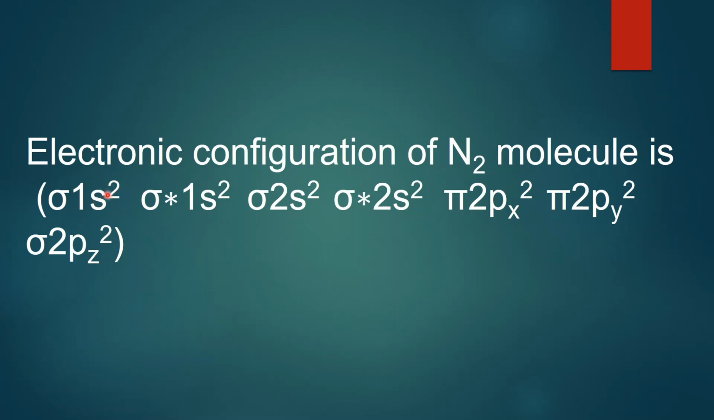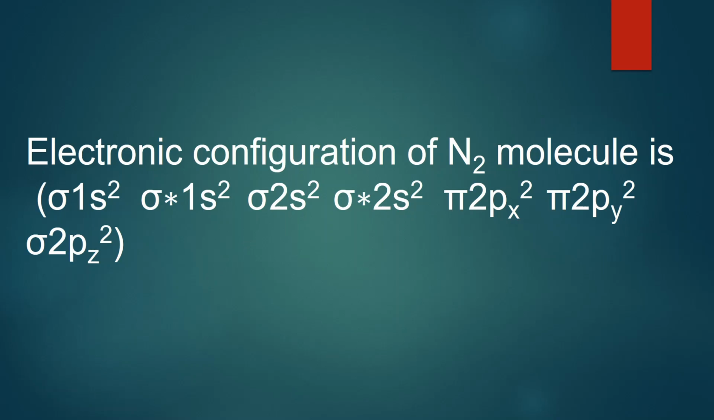So these two electrons are bonding electrons, and these two are also bonding electrons. These two and these two are also bonding electrons. A total of 10 electrons are bonding electrons, and only 4 electrons, the sigma star 1s2 electrons, these two are considered non-bonding electrons, and these two in sigma star 2s2 are also considered non-bonding electrons.